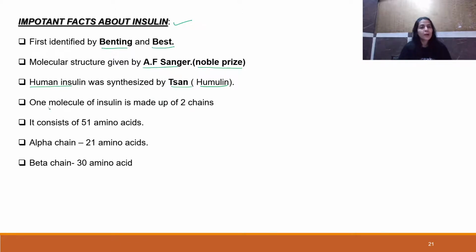Now, one molecule of insulin consists of two chains. So there are two chains. This is the A chain and this is the B chain, right? The A chain is known as alpha chain. So this is alpha chain and this is beta chain. The alpha chain comprises of 21 amino acids and beta chain comprises of 30 amino acids. Yes, Eli Lilly is the company that first synthesized it, right?